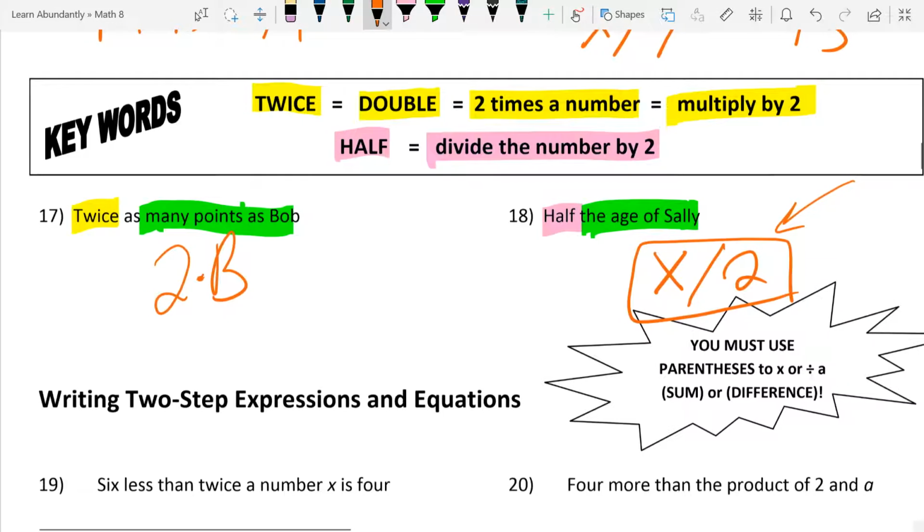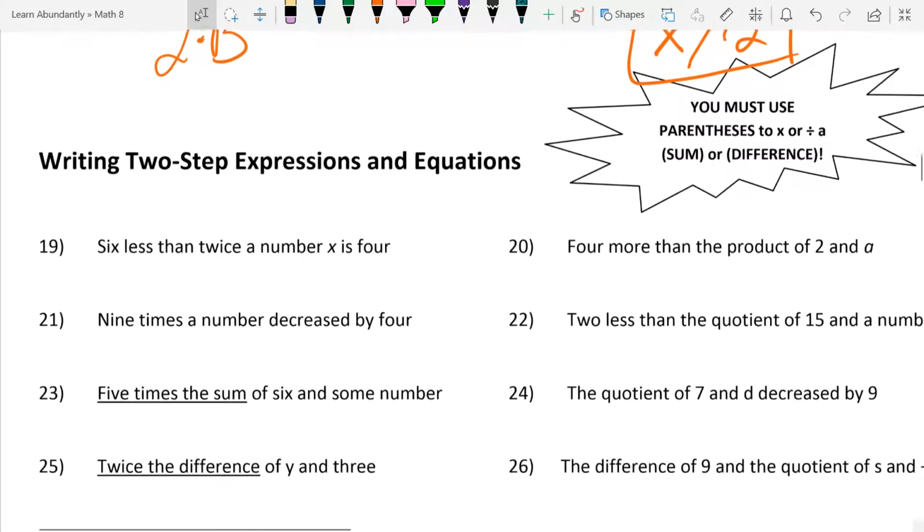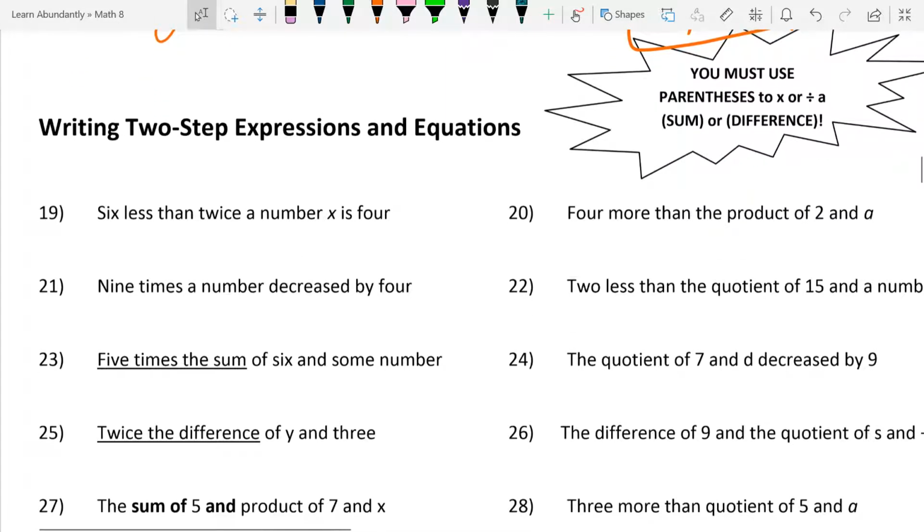Next, we're going to write 2-step expressions and equations. We're going to get a little bit more complicated. These don't have names in them, so we're just going to use the letters that they give us, or we're going to use the letter X. And I'm just going to highlight it as I go through it. So I'm going to highlight my two sides, and I'm going to stop at the is.